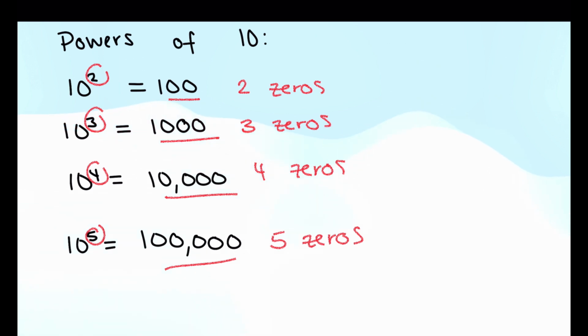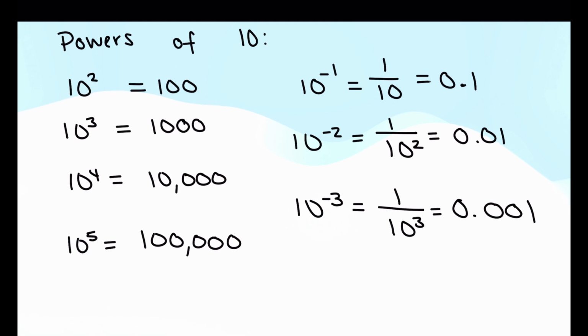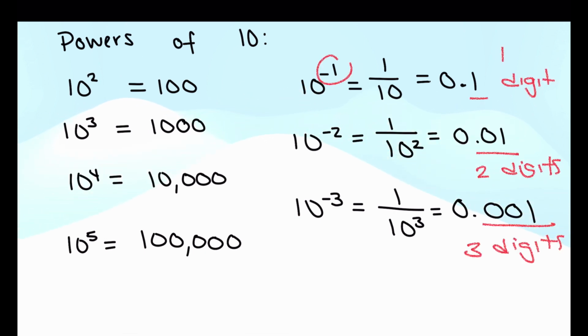If we have negative exponents, 10 to the negative 1 is 1/10, or 0.1. 10 to the negative 2 is 1 over 10 squared, or 1/100th, 0.01. 10 to the negative 3 is 1 over 1,000, 0.001. There's one digit after the decimal when you have 10 to the negative 1, 2 digits after the decimal with 10 to the negative 2, 3 digits after the decimal with 10 to the negative 3.